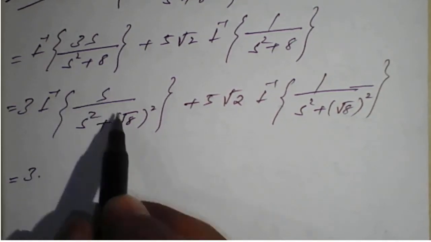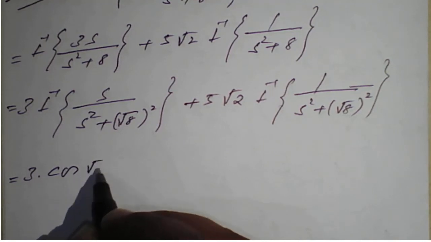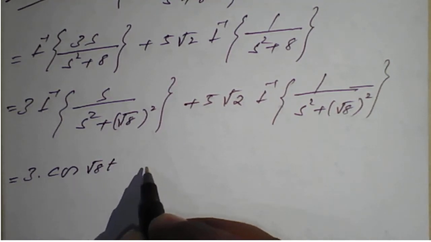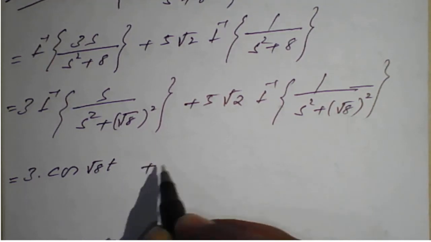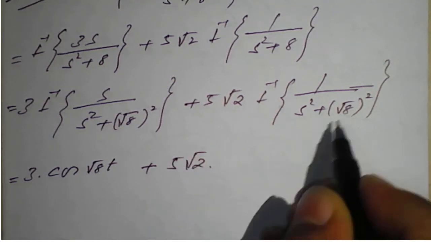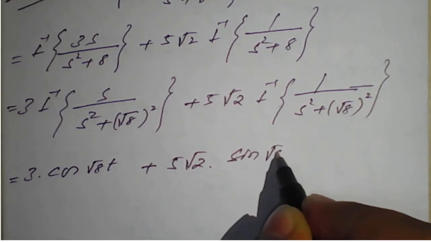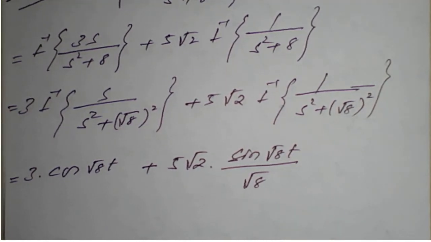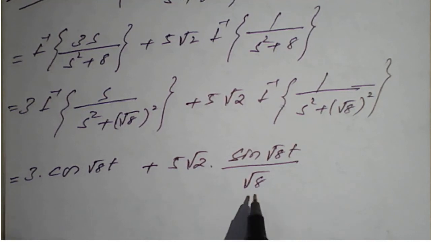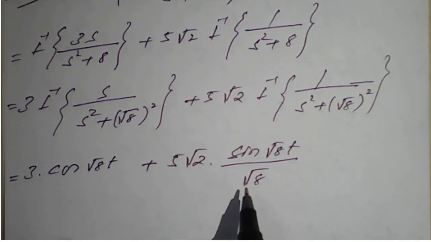So 3 into s divided by s square plus a square form is nothing but cos of root 8 t for the first term, and the second term is plus 5 root 2 into sine of root 8 t whole divided by root 8. You can stop here, or else simplify one more step. Root 8 can be written as 4 into 2, so root 8 is nothing but 2 root 2. Root 2 and root 2 cancel, so 5 upon 2 will remain.